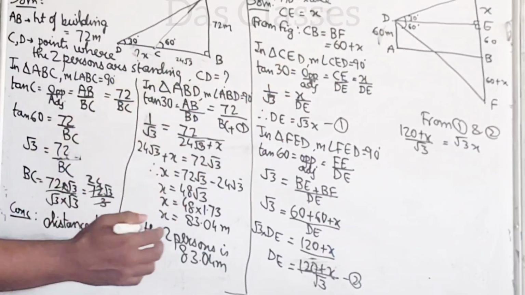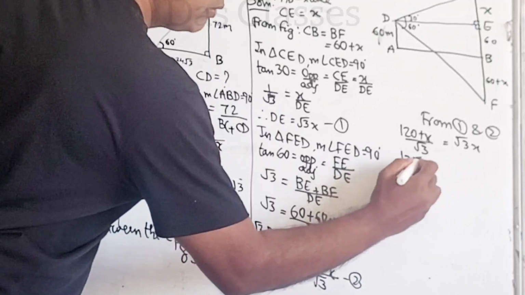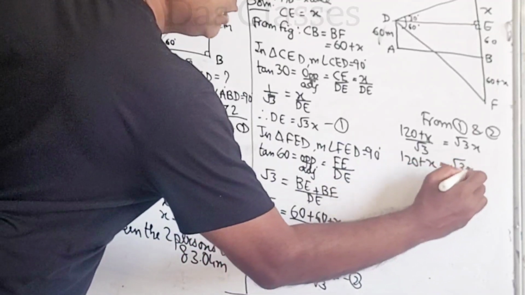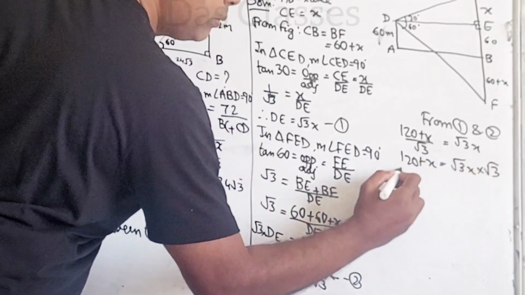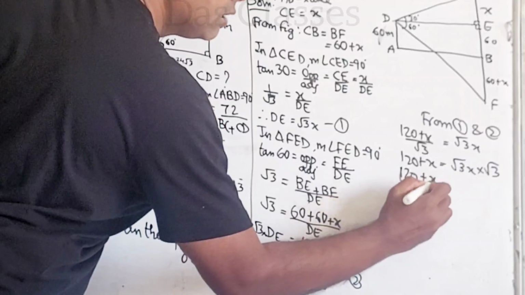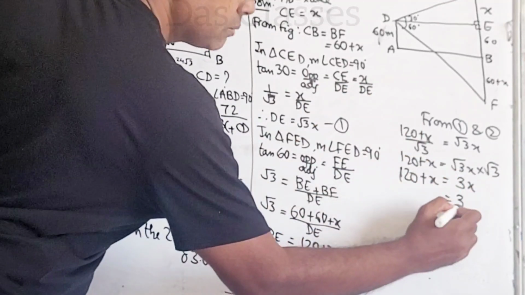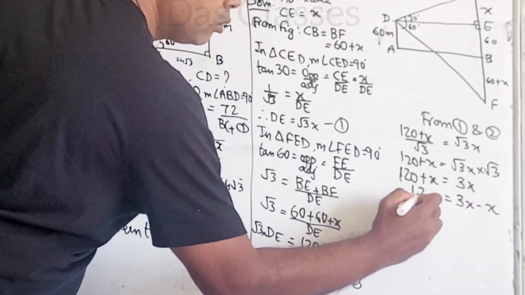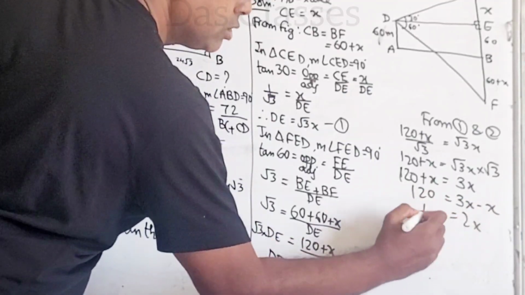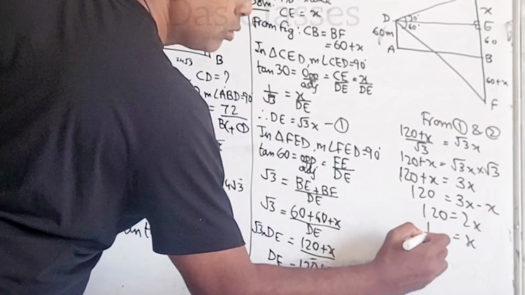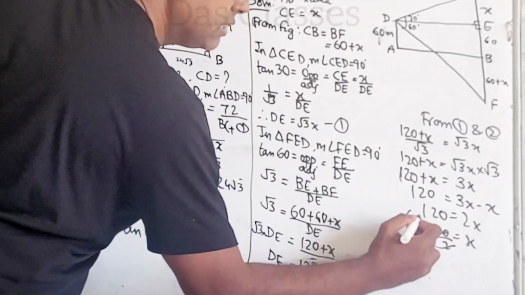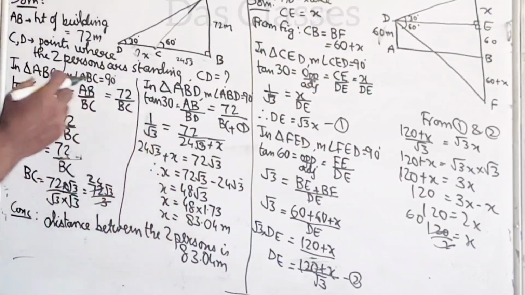So just cross multiply. So 120 plus X equals root 3x into root 3. That's going to be equal to 120 plus X, root 3 into root 3 is 3x. X will go that side, so the plus becomes minus. So 2x is 120. So x is going to be 120 upon 2. It is 60. What was the question?